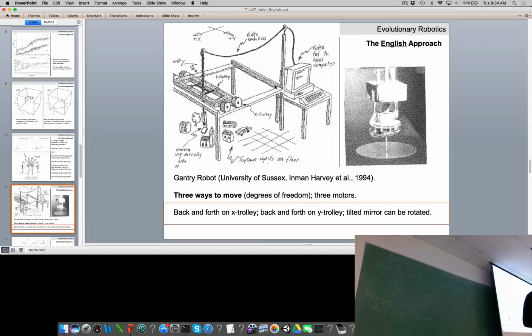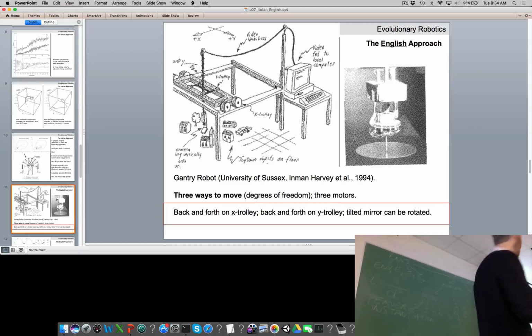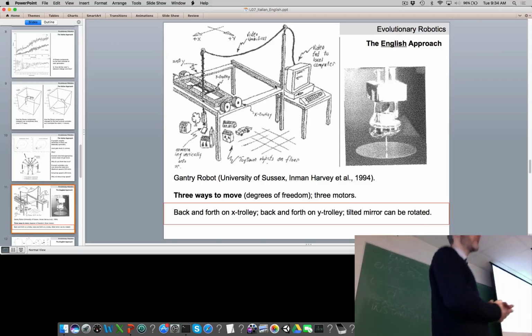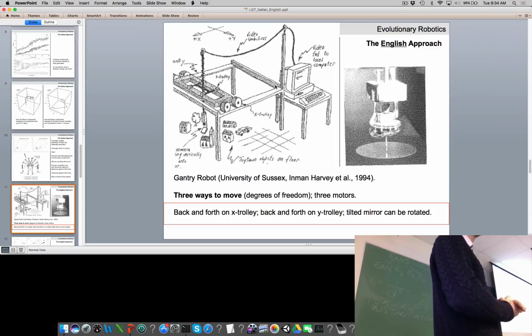So while Professor Floreano over in Switzerland was working with the Khepera robot, a group at the University of Sussex was creating this very interesting robot here called the gantry robot. As you can probably figure out from this cartoon, they were also trying to figure out how to evolve robots using a table. One of the things that's really difficult about evolving physical robots is that at the end of every evaluation, you have to go in and grab the robot and bring it back to its starting position. The gantry robot was designed to automate this entire process.